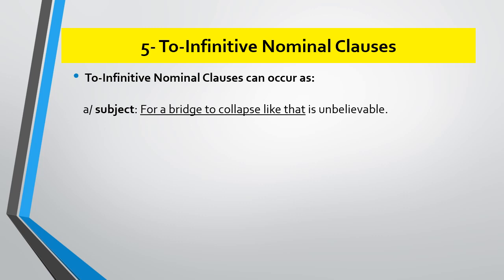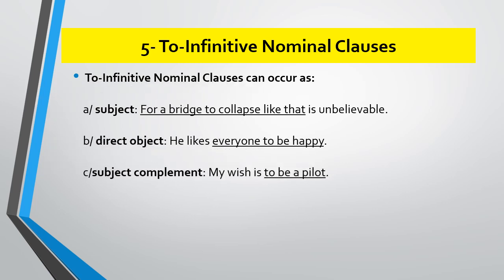This type is easy to distinguish, and this is the clue. It is to plus infinitive. Whenever we see the clause having to plus infinitive, we say it is a nominal clause. It is a to-infinitive nominal clause. Now, the direct object, he likes everyone to be happy. Everyone to be happy is the direct object. Its type is that of to-infinitive nominal clause.